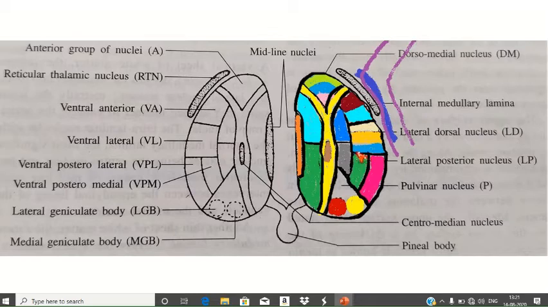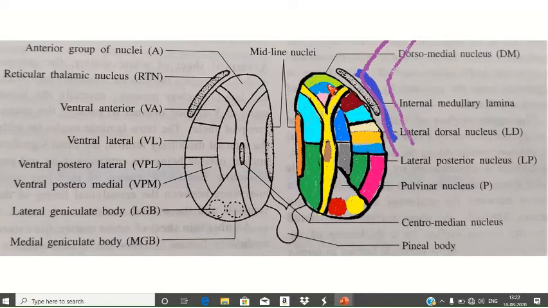So the intralaminar nuclei lie within, this brown color one. This is called the intralaminar nuclei, which is present in the internal medullary lamina. Then coming to another thin sheet of white matter, the external medullary lamina covers the lateral surface. Here you can see the external medullary lamina. Outside of the thalamus, outside of the lateral surface, you can identify the external medullary lamina.